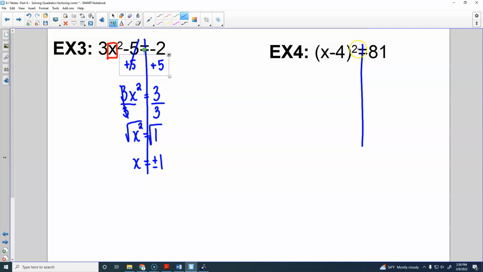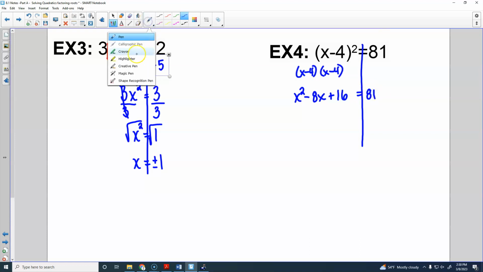If I do that, it is not x squared minus 16 or plus 16, because this would be x minus 4. Don't write this down. This is going to be a dead end. X minus 4 times x minus 4 gives me x squared, minus 4x minus 4x, which gives me a minus 8x, plus 16, equals 81. So this is going to make things more difficult because now you've got an x squared and an x. Those are not like terms. You cannot put them together.